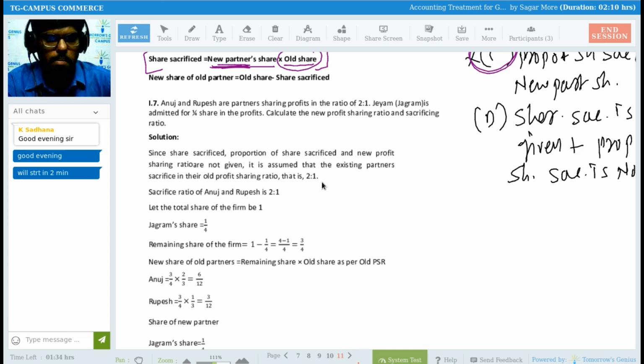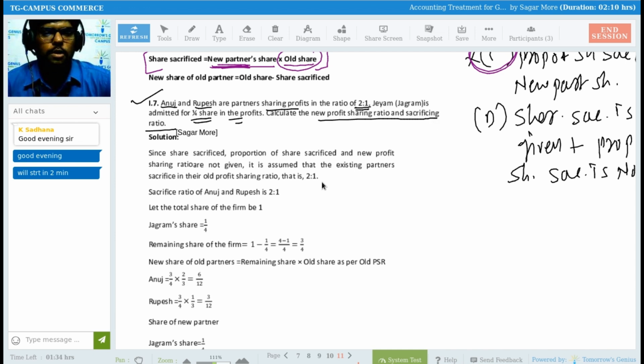See now. Anju and Rupesh are partners sharing profits in the ratio of 2:1. Jagram is admitted for a 1/4 share in the profits. So the new partner's profit sharing ratio is given as 1/4. Calculate the new profit sharing ratio and sacrifice ratio. If this much information is given, what do we have to do? We are going to do it like this.